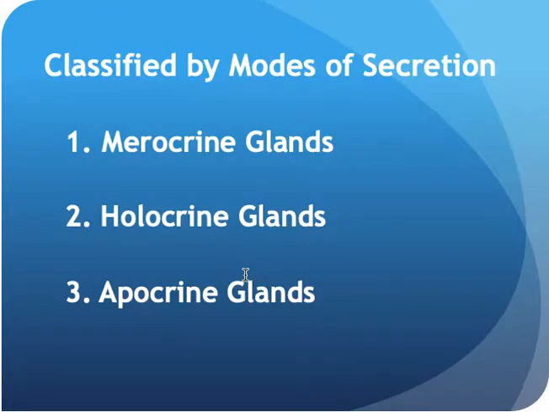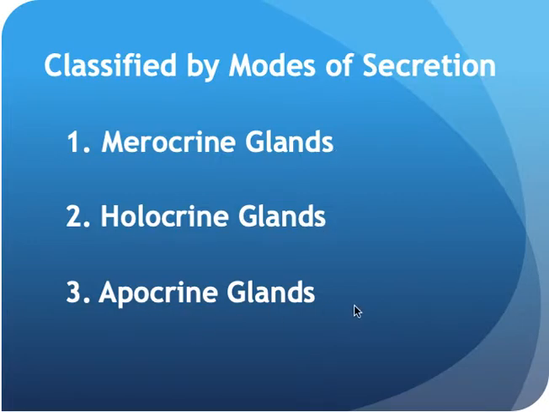So we looked at the structure one, and this is where most of your questions are going to come from based on your glands. We can classify glands by their modes of secretion, and what we end up with is three types. We get this merocrine gland, we get a holocrine gland, and we get this apocrine gland.